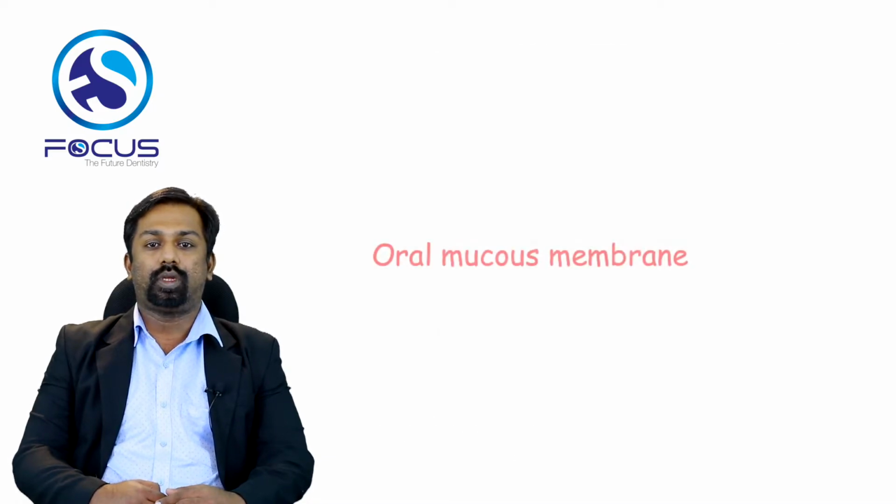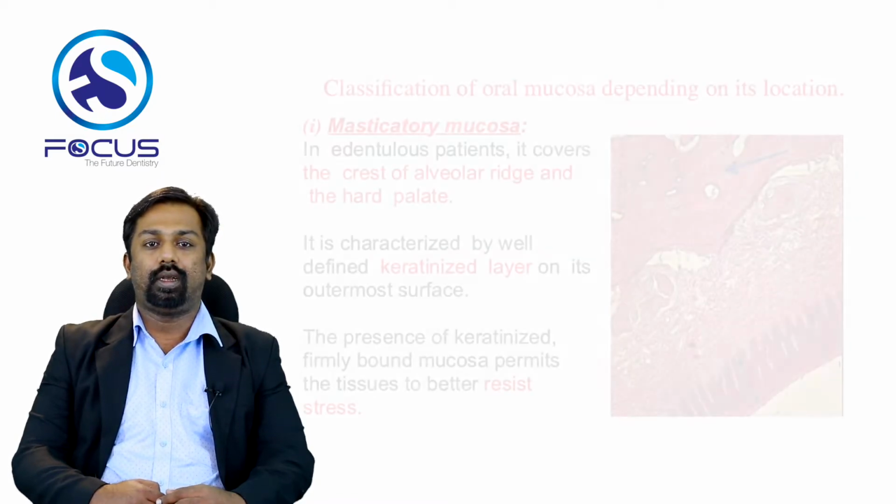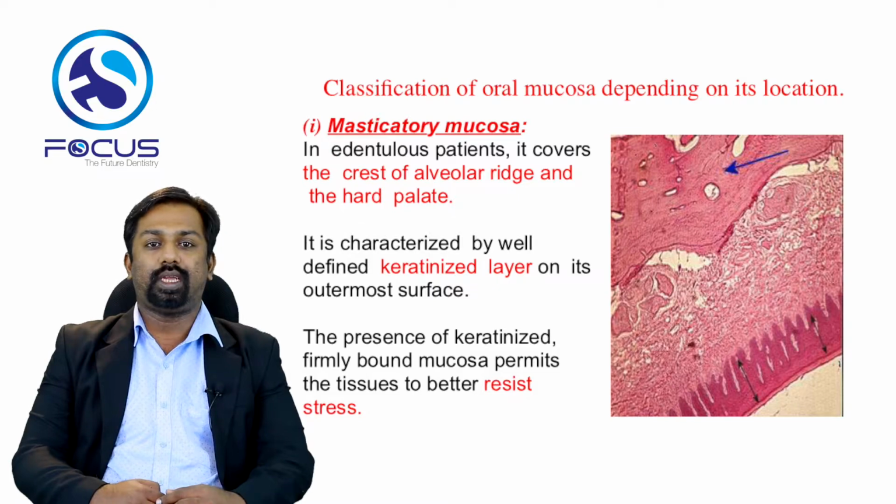And coming to oral mucous membrane, it is composed of mucosa and submucosa. Depending upon the position and location of the different types of mucosa, it's classified as masticatory mucosa, lining mucosa, and specialized mucosa. Masticatory mucosa is present in the crest of the alveolar ridge and the hard palate. It is keratinized, and due to the presence of keratinized firm mucosa, these tissues permit better resistance to the stress.